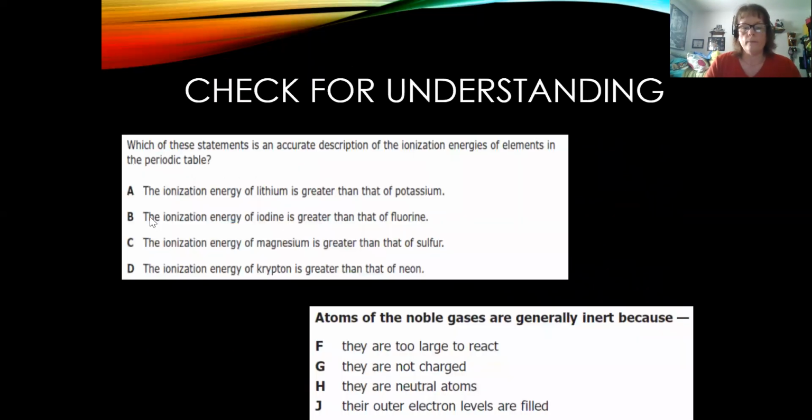Which of these statements is an accurate description of the ionization energies of elements in the periodic table? Take a look at those, and you can pause if you would like, because your answer for this one is letter A, ionization energy of lithium is greater than that of potassium. The next one, atoms of noble gases are generally inert because, again, if you want to pause, you can, but the reason why the noble gases are inert, which means they don't react, is because J, their outer electron levels are already filled, so they're happy.